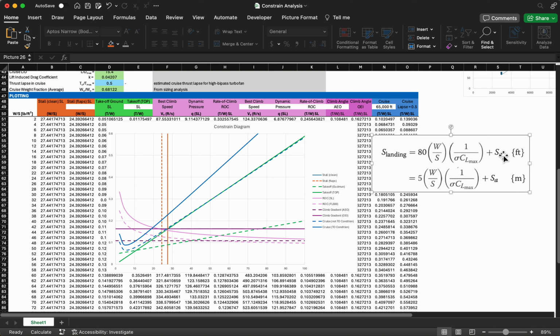plus this S_A. This S_A term is your approach distance, and it's going to change depending on the type of aircraft you have. For typical commercial aircraft, we can approximate the approach based on a 3-degree glide slope. So it's a 3-degree angle of approach over a 50-foot obstacle. And just by geometry, the distance, including your flare and your touchdown, is going to be approximately 1,000 feet, or 305 meters. That's the estimation that Raymer suggests to use. So we have 1,000 feet plus this parameter over here that we're going to calculate.